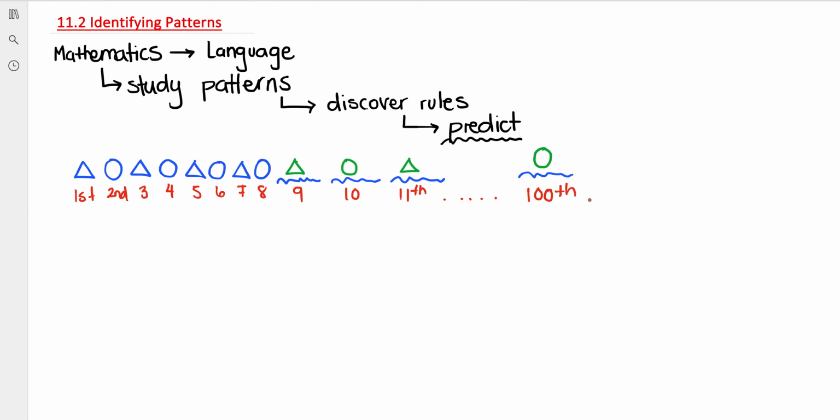And what if I want to predict what is going to be the term in, let's do, the 5,001st position? With the same logic that we just used, you will say, yes, it's a triangle. Done. We studied the pattern, we discovered the rule, and we have predicted what is going to happen in the future. Now we're going to apply exactly the same model and the same logic to work with algebra. So I'll continue in the next video.